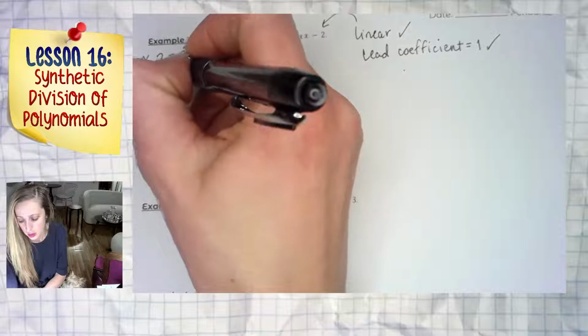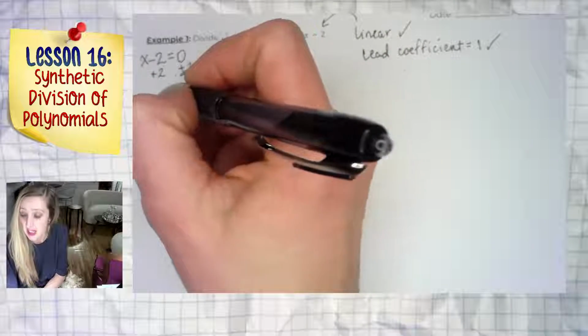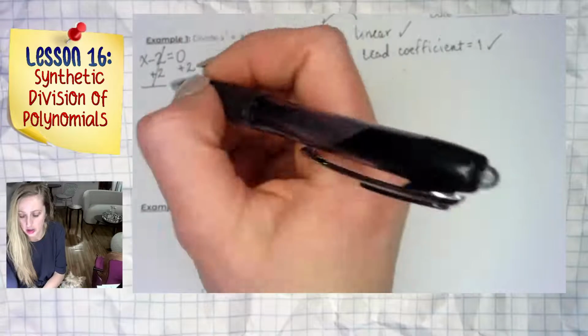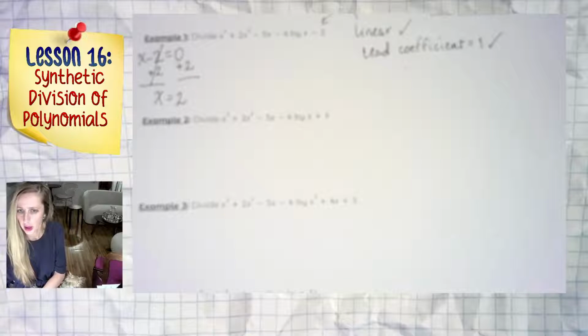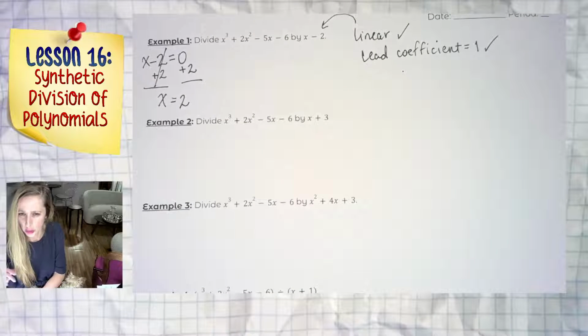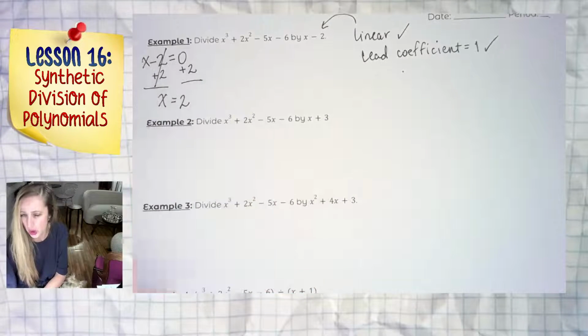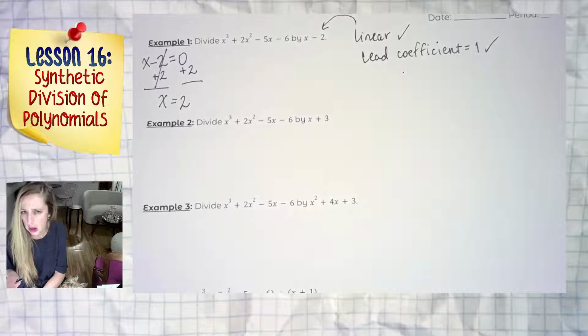Add 2. Whenever you need to get numbers to the other side of your equal sign, I hope we all know, you do the inverse operation. So those cancel, meaning they turn into 0. X equals 2. The number 2 that we just got is really going to act as the synthetic divisor. So instead of using x minus 2, which has a minus sign in it, we're just going to use 2. A little cleaner, a little less mess going on.